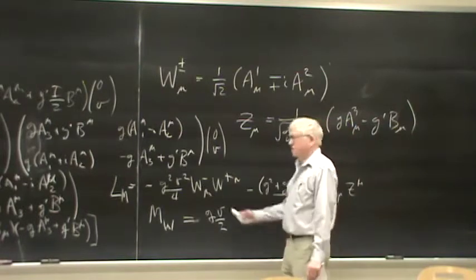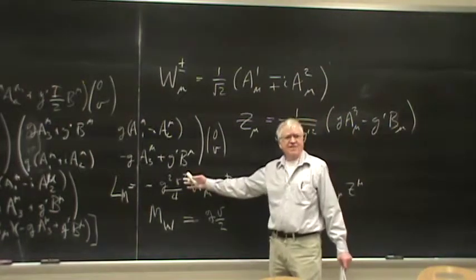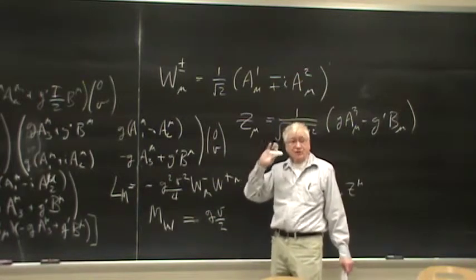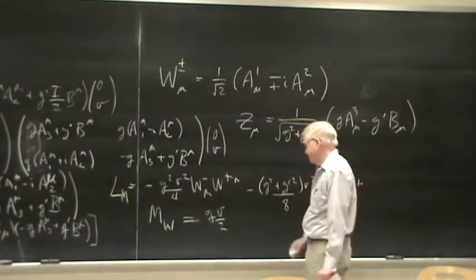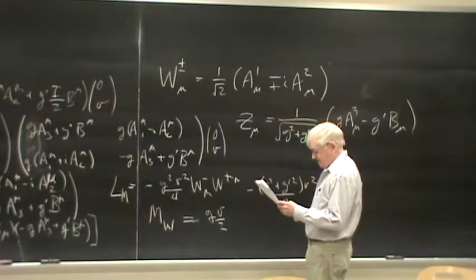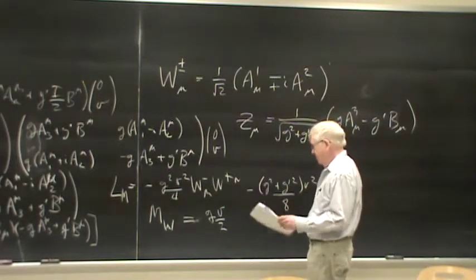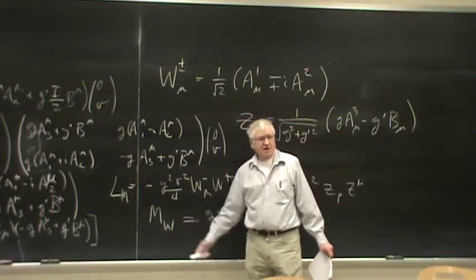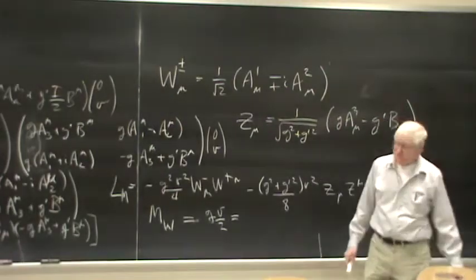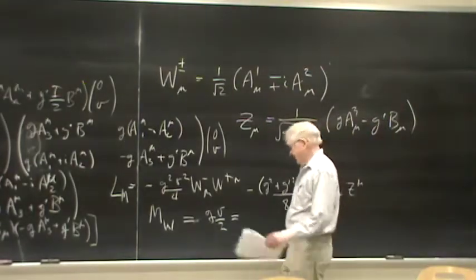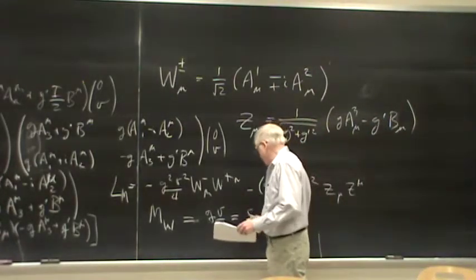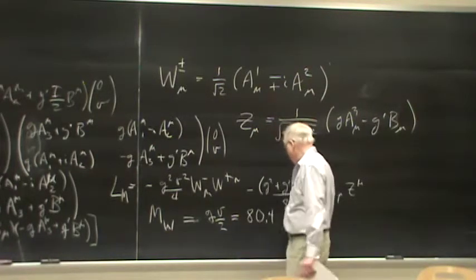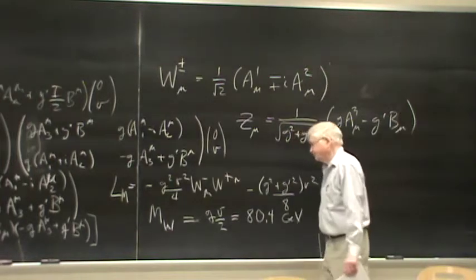And that's because when you have complex fields, you have the mass squared. When you have real fields, you have mass squared over 2 in the mass. So the mass then is gv over 2, and experimentally these were observed certainly at LEP, or LEP2, and the mass was measured to be, let us say, 80.4 GeV.